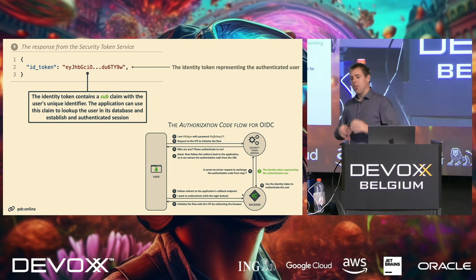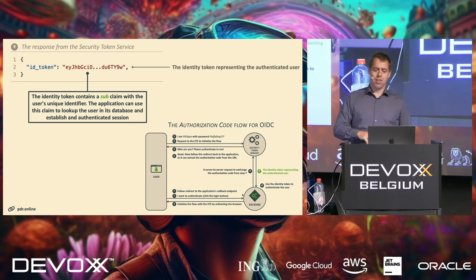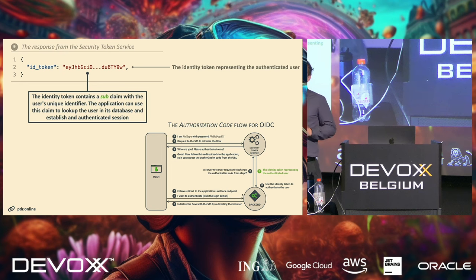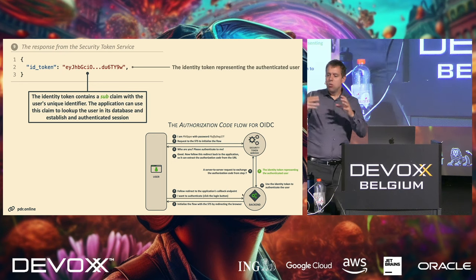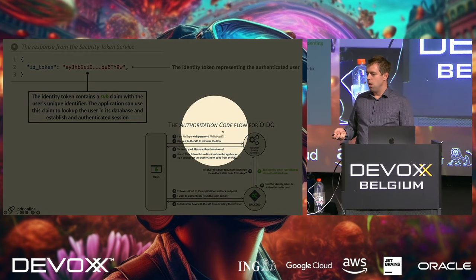And some of them are easy and then it gets really complicated, and I have no idea what CNF means and stuff like that. But the sub claim. The sub is a user identifier. That's the unique ID of the user that authenticated, the user here, Philippe, within the STS.